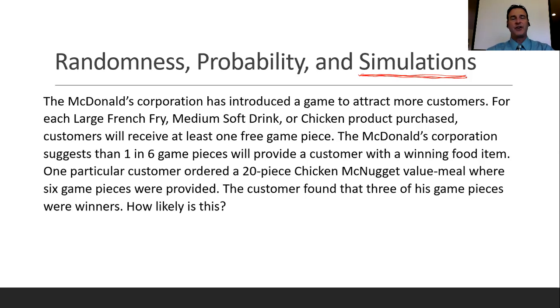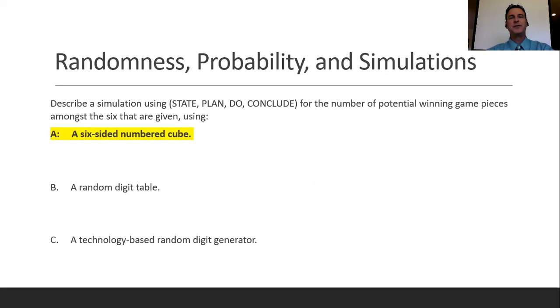So we're going to do a simulation for buying chicken McNuggets, and we're going to do so one of 3 ways. First, we have a numbered cube. We'll do that on this PowerPoint slide. The next one, we'll use a random digit table. And for the third one, we'll use a technology-based random digit generator. All of them are good representations for running a simulation for this activity. In the end, you'll oftentimes be asked to do a simulation, and you can choose one of your choice.